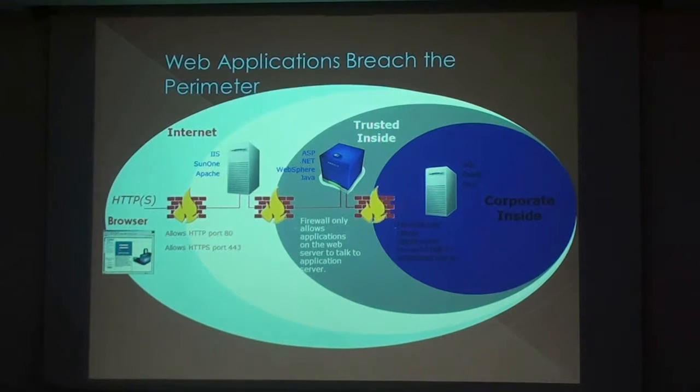Now, we will see how the web application breaches the perimeter. A user using a browser requests a web application of an organization. This request goes to the internet via a firewall, which is allowing only HTTP port 80 and HTTPS port 443. The web server then goes to the application server via another firewall, which is a trusted zone, in which the firewall allows only the applications on the web server to talk with the application server.